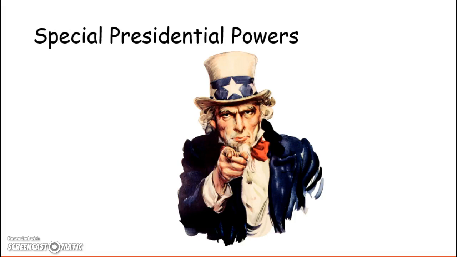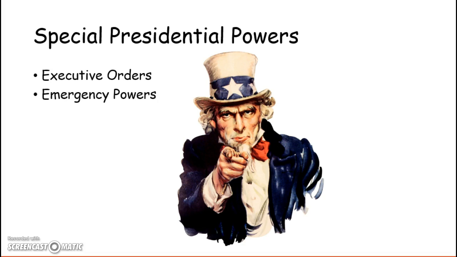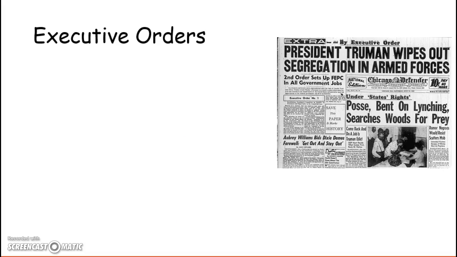After statutory powers, we have special presidential powers, and those include executive orders, emergency powers, and executive privilege. So let's look at each of those. Executive orders: the classic example of an executive order is when Truman integrated the military. That was done by executive order, and this gave his direction to the military to integrate the armed forces.